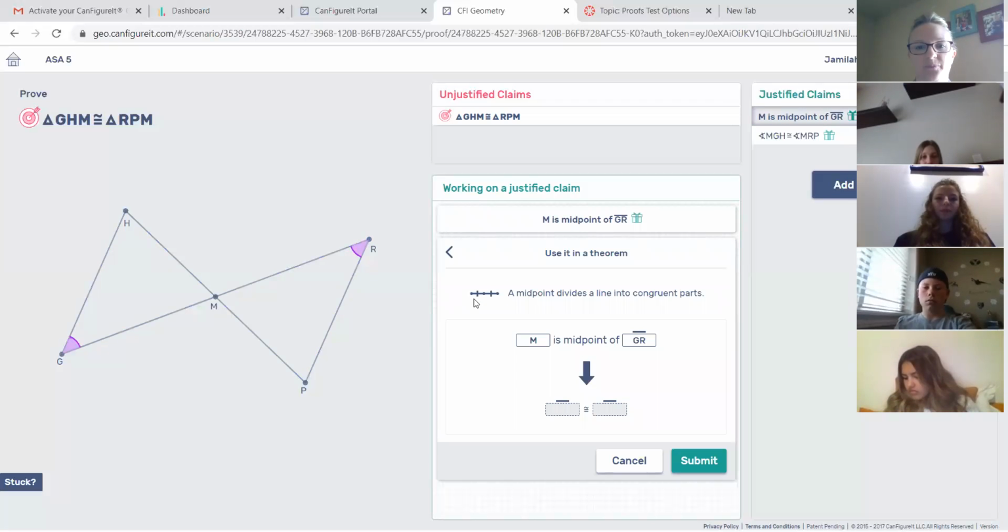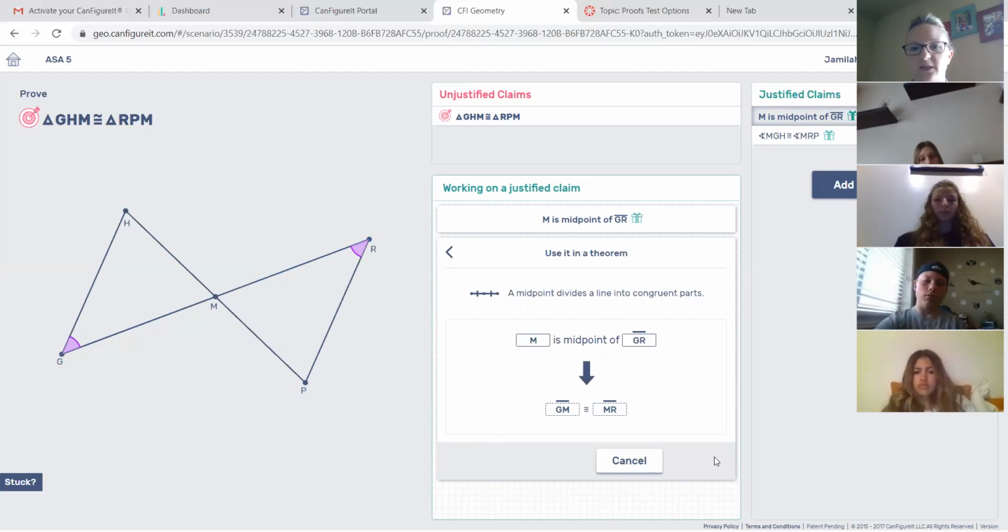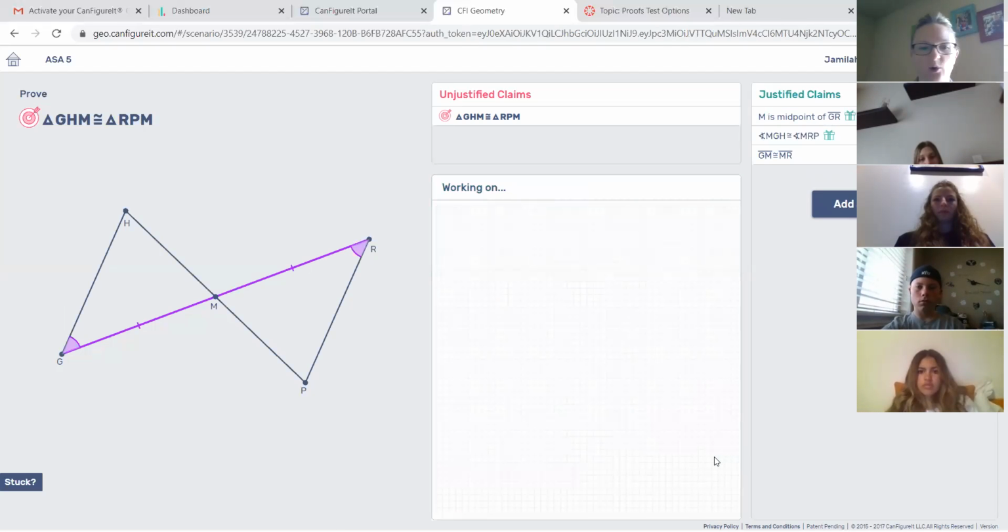So I click on it. M is the midpoint of GR. It automatically populated that for us because it was in a justified claim. So now I know that this, just GM, is congruent to this, which I really just wanted, what? MR? Yeah, is that what we wanted? So I submit. No exclamation points, no warning signs, no nothing. It just took it. It put it over here in the justified claims.